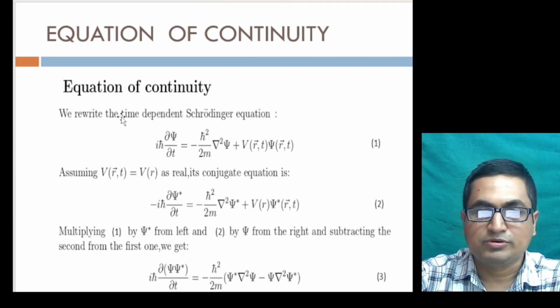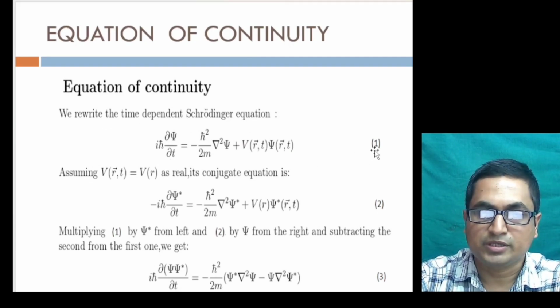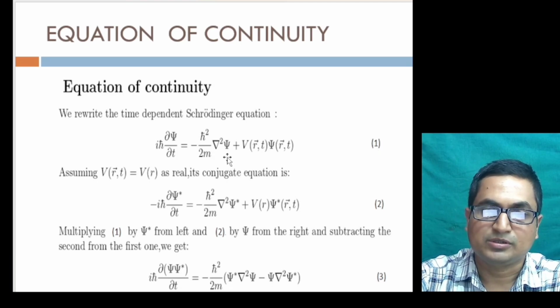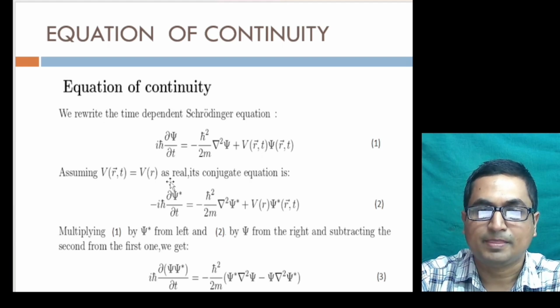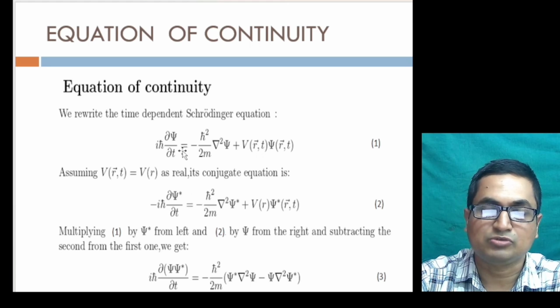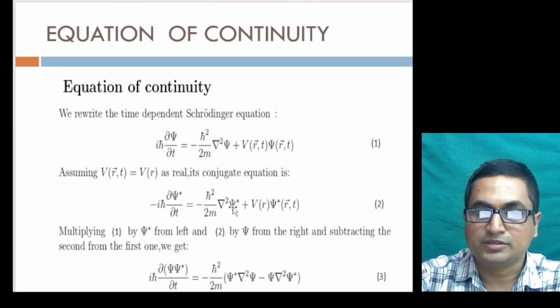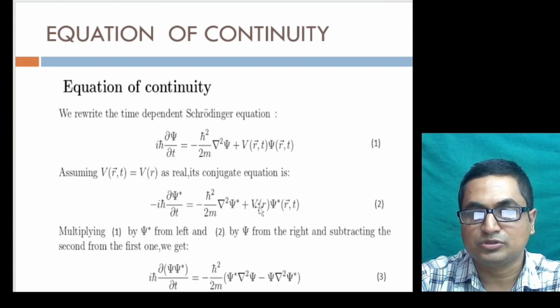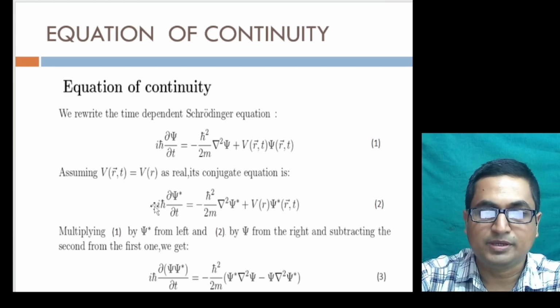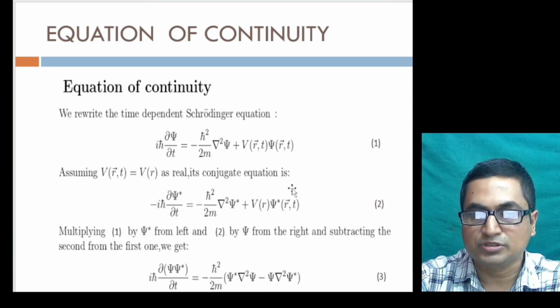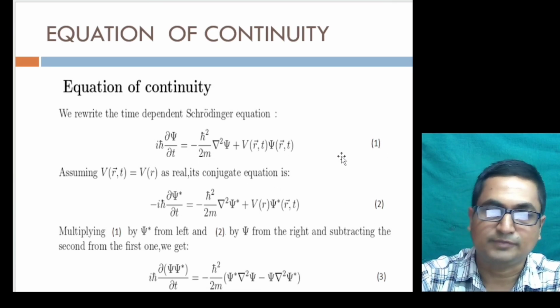So rewriting the time-dependent Schrödinger equation in this way, that is equation 1, which we have already come across, and also taking the potential to be independent of time, the conjugate equation for equation 1 is this one. By conjugate we mean the complex conjugate is taken, since psi is a complex quantity, so we take psi star wherever psi is there, and V is real, so there is no star mark on it, and i becomes minus i. Equation 2 is nothing but the complex conjugate of equation 1.